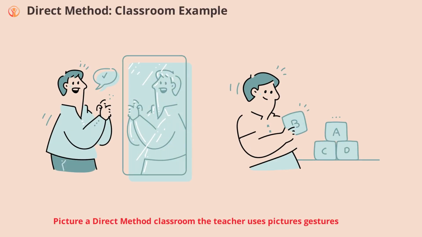Picture a direct method classroom. The teacher uses pictures, gestures, and real objects to introduce new words and structures. Students practice dialogues, answer questions, and engage in role plays, all in English. There's a strong emphasis on pronunciation and listening comprehension. This method encourages students to think in the target language and use it actively, making learning more dynamic and interactive compared to earlier approaches.